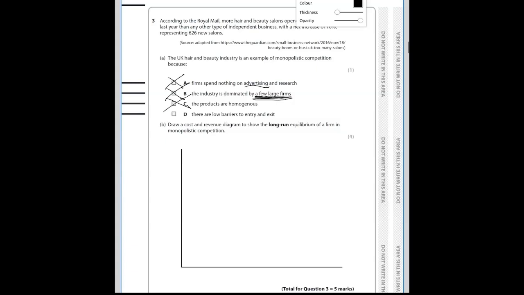The core definition of monopolistic competition is that the products are differentiated. D is the only one, therefore, that makes sense. It says there are low barriers to entry and exit. This again makes sense given there are going to be lots of firms competing in the market. So we would expect it to be relatively easy for firms to enter the market.